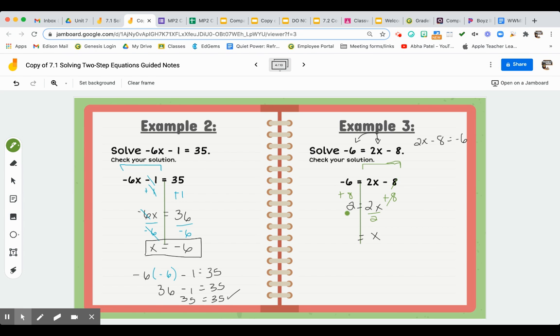Divide by 2. And you're going to end up getting 2 divided by 2 is 1. So x equals 1. And now let's check our answer.